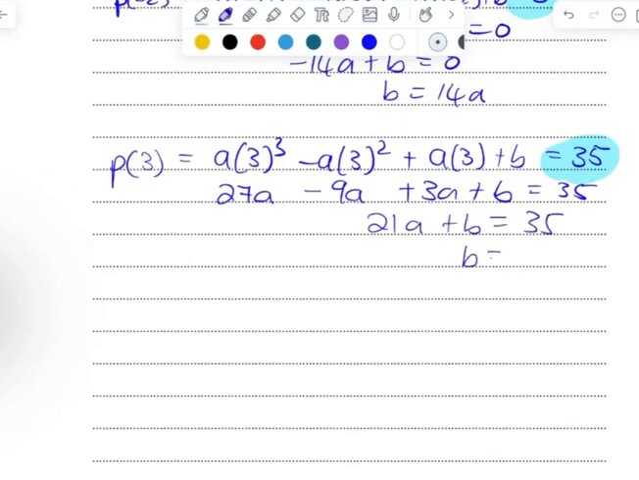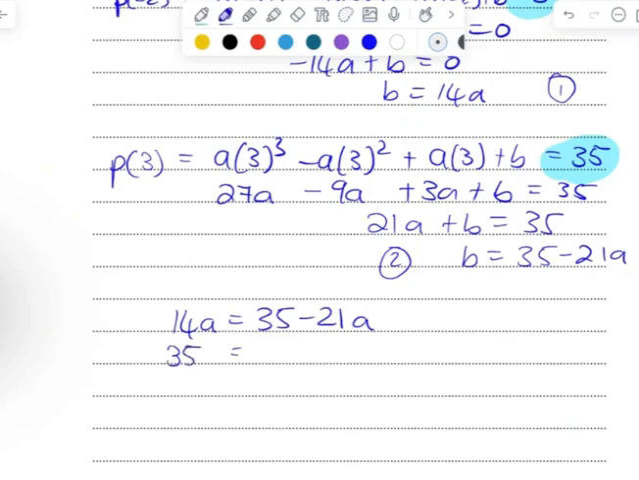So I'm going to make b the subject of my formula because now I can do simultaneous equations between 1 and 2. So I know that 14a is equal to 35 minus 21a. Okay, so if I add up those two, I'm going to get 35a is equal to 35. So that means my a must be equal to 1. And if I then plug my a into any of my equations, I'm just going to plug it into the easier one, then I know that b is 14.